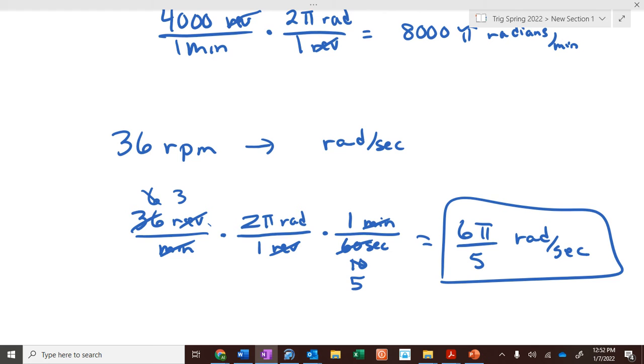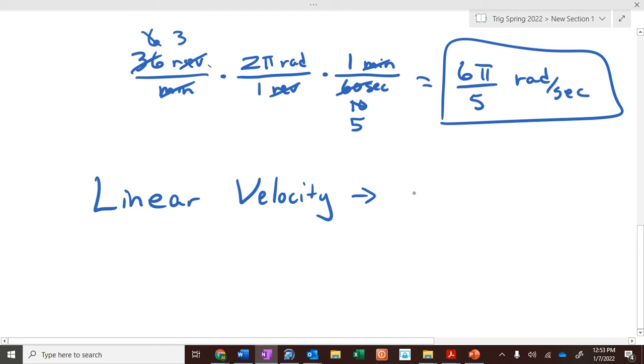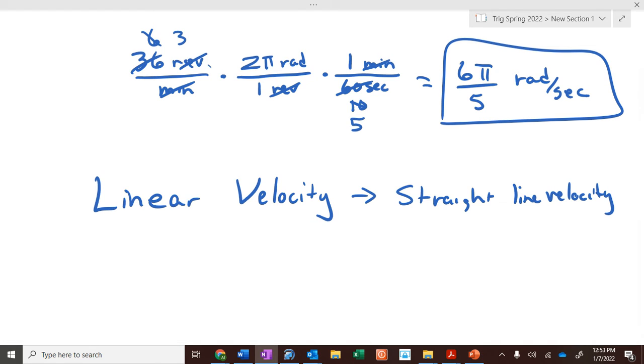Okay, now we come to the concept of linear velocity. Okay, linear velocity is straight line velocity. Linear velocity depends upon the radius of whatever's going around.